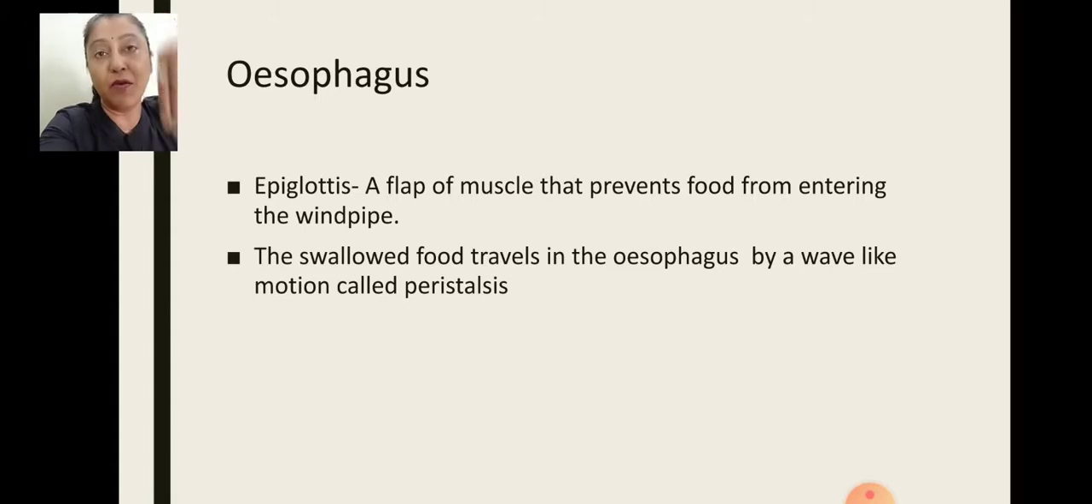The esophagus runs parallel with the windpipe or pharynx. These two move parallel to each other, and they have one separation at the end of the tongue. There is a flap of muscle known as the epiglottis. It is actually a cartilage which separates the windpipe from the esophagus. So when we swallow food, the epiglottis covers the windpipe so that the food does not enter the windpipe. So the epiglottis is a flap of muscle that prevents food from entering the windpipe.